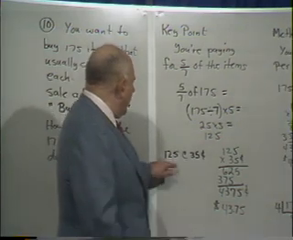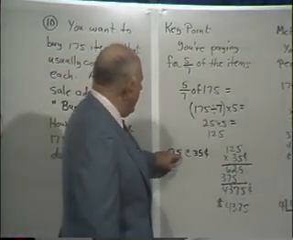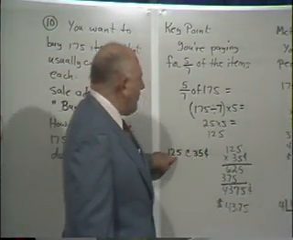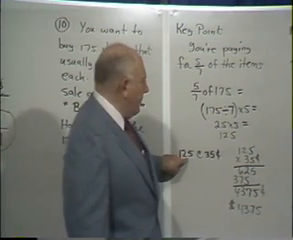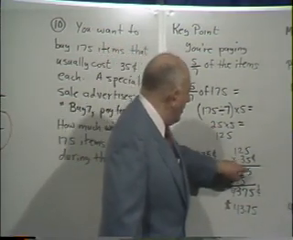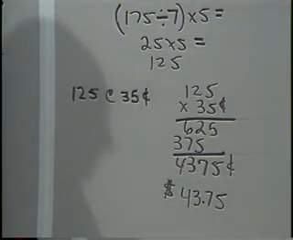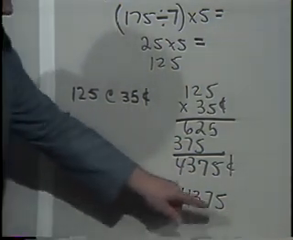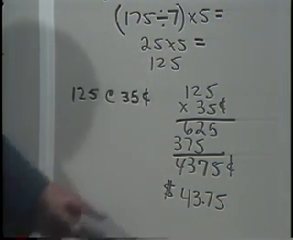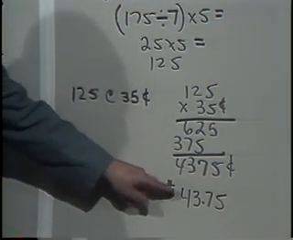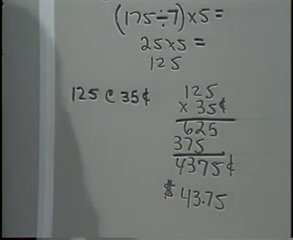So what am I going to be doing? I'm going to be paying 35 cents 125 times. So I simply multiply the 125 times 35, get 4,375 cents, which is $43.75.